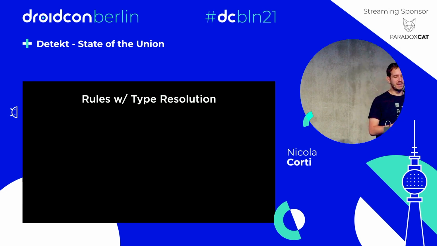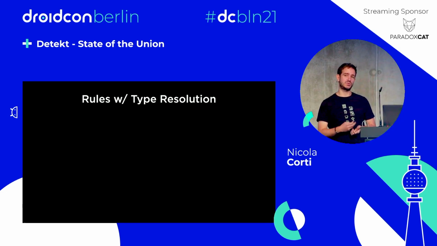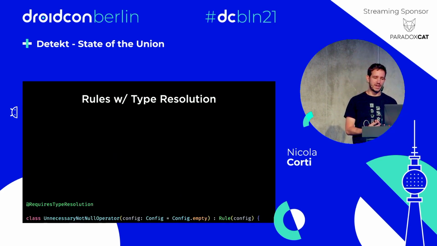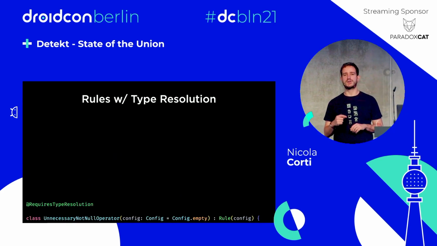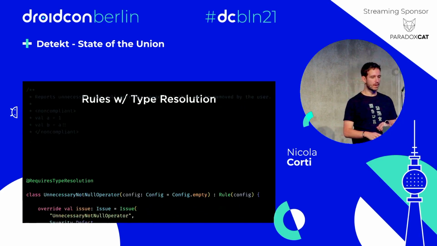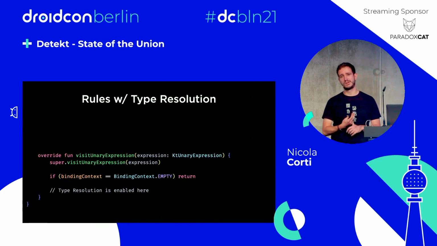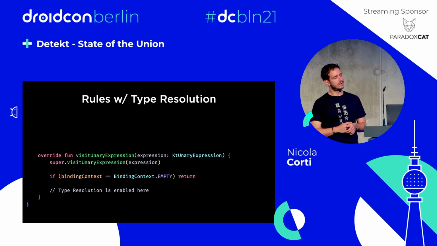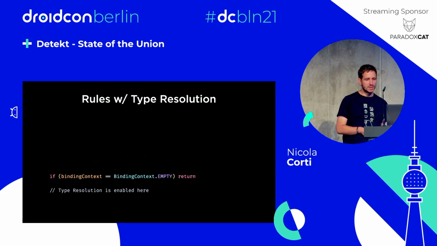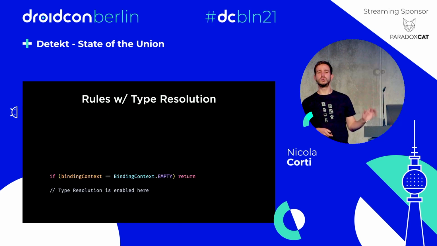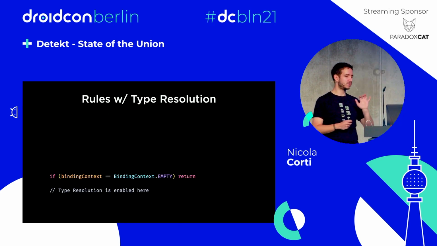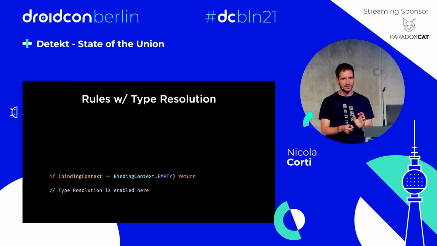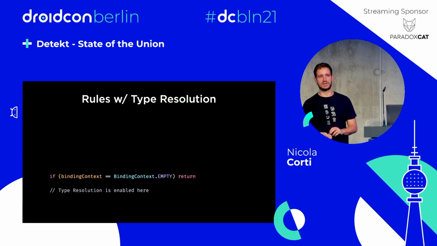So that's why we are starting to introduce rules that work with type resolution. Those rules are annotated with @RequiresTypeResolution, and they access an object called the binding context. I don't want to deep dive into this too much, but all the rules that run with type resolution have this statement. They check if the binding context is empty, and if it's empty, they return and don't run the inspection.